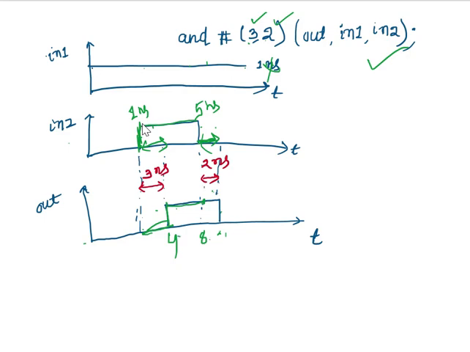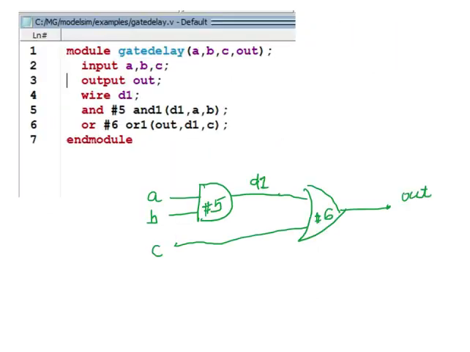After 2 nanosecond, it will be down, there will be a transition from 1 to 0. Okay, so this is 3 nanosecond for rise time, and this is 2 nanosecond for fall time. Then this is one example for gate delay. So you can implement the same one whatever I have written here using any simulator.